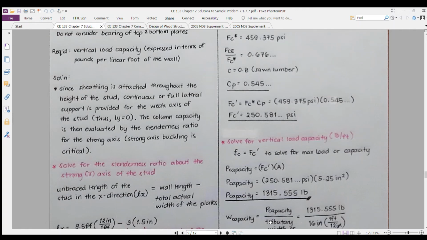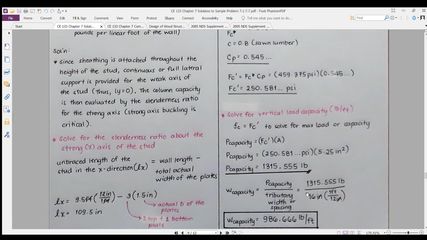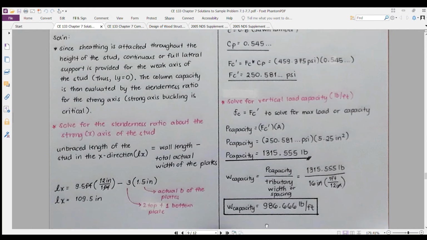And we're gonna convert it into a unit length. Okay, so W capacity, so compressive capacity in terms of linear feet is equal to P capacity over the tributary width or spacing. So in our case, this is the spacing of the studs. So we have here 1,315.555 pounds over 16 inches, and converting this into feet, we have a capacity of 986.666 pounds per foot.